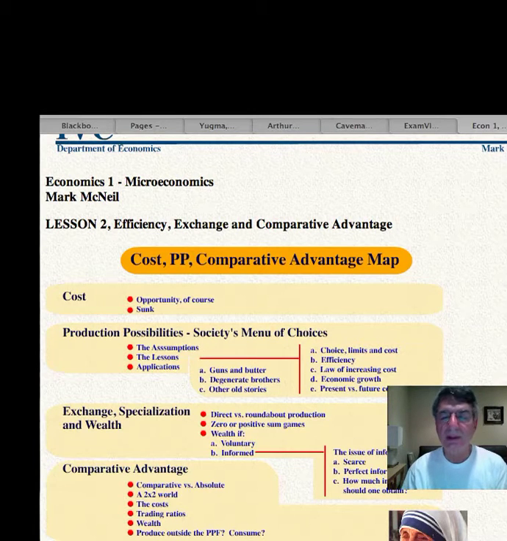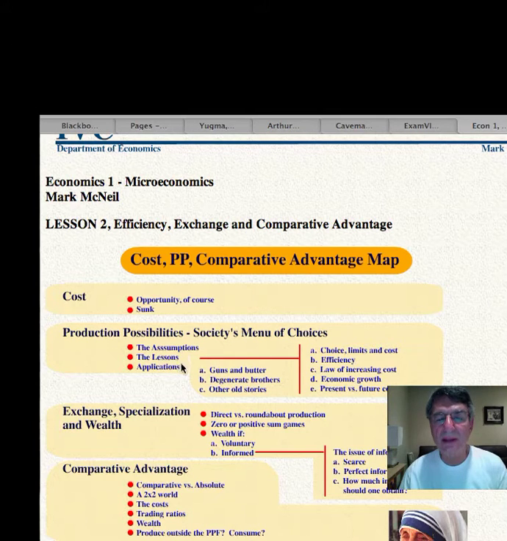Well, I want to do a little video online introduction to Chapter 2. Just point out the things that you probably should watch out for when you read it. There are really three big issues. The first has to do with cost, the difference between opportunity costs and sunk costs. The second is production possibilities, and it has assumptions. There are lessons and applications.